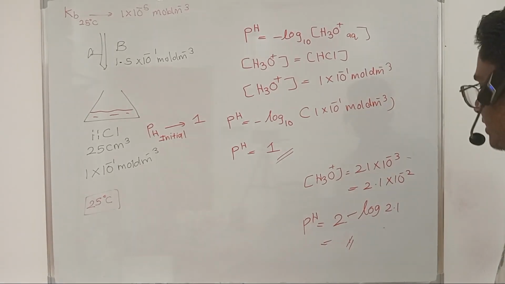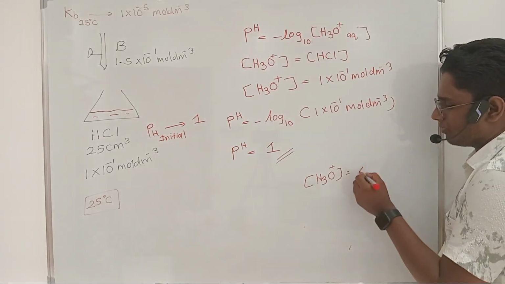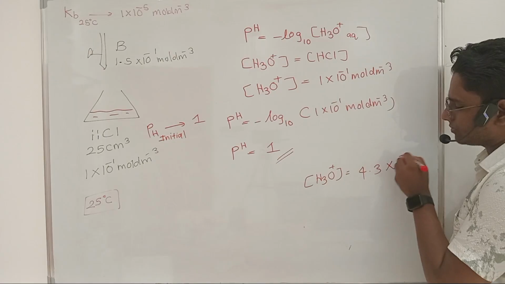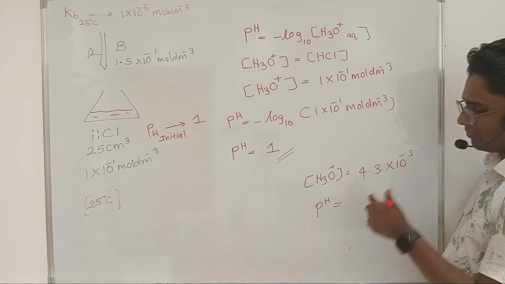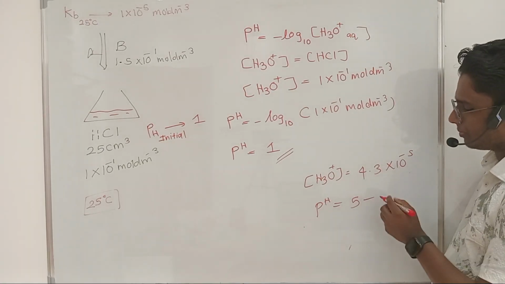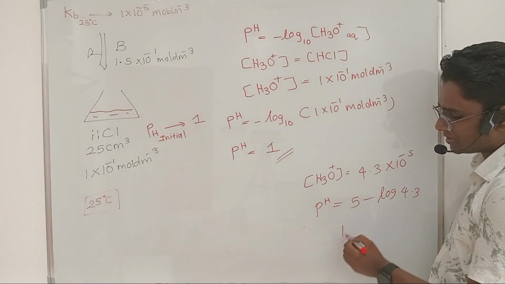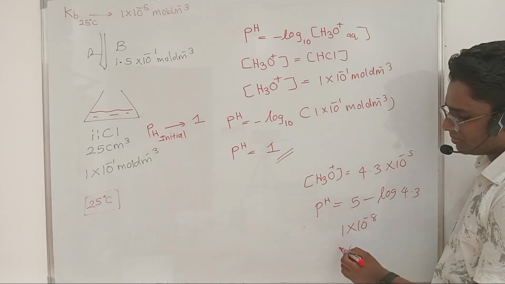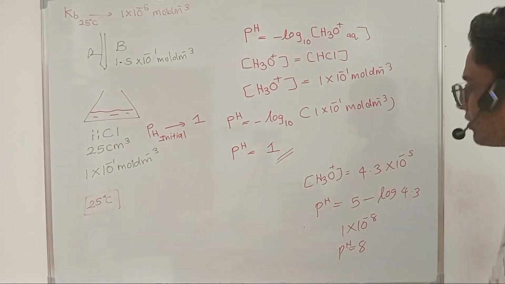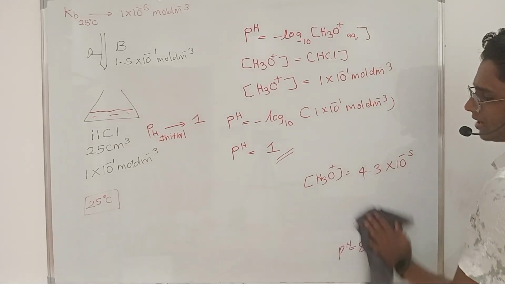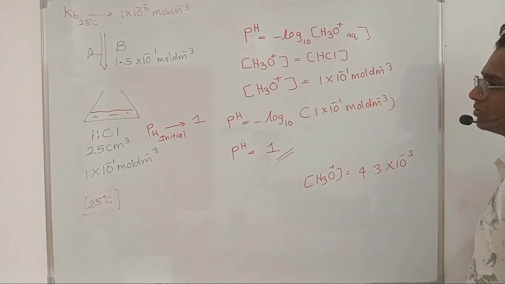If they have given another value, like 4.3 into 10 to the power minus 5, how to find the pH? pH will be equal to 5 minus the log value of 4.3. Like that you can find the pH. If the concentration is 1 into 10 to the power minus 8, then the pH we can directly write as 8. That's how you have to find the pH values. So you have to write the concentration of H3O plus in scientific form, and then do the calculation.